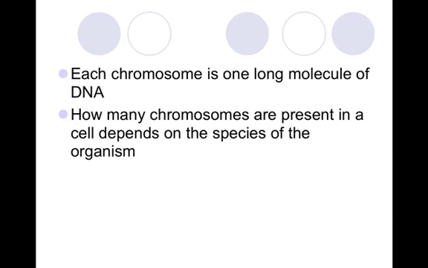Each chromosome is one long molecule of DNA. It's important to remember. How many chromosomes are present in a cell depends on the species of that organism. So, for example, dogs have a certain number of chromosomes, humans have a certain number of chromosomes, turtles have a certain number of chromosomes, and they're unique to that species. That's important for you to know because you'll need to know that on your test.